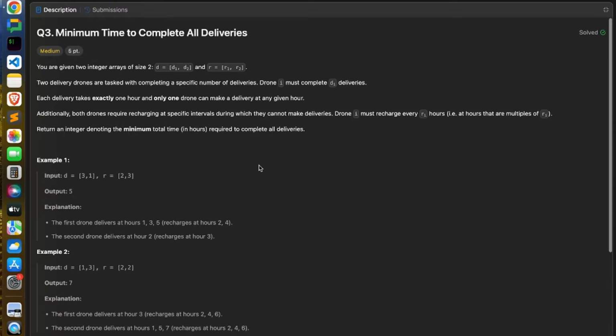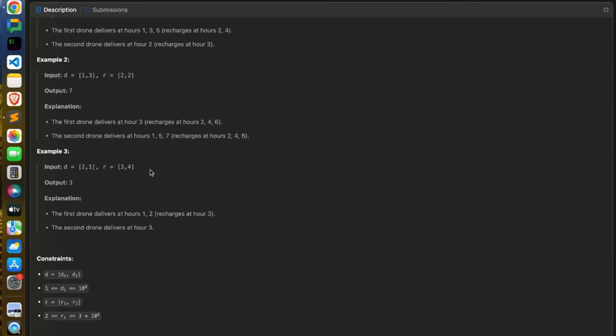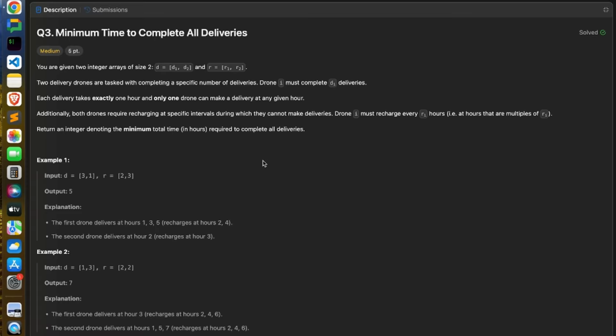So yeah, I hope you understand. Just spend some time to try to understand the test case. It's a good problem. Let's see how we can approach it.